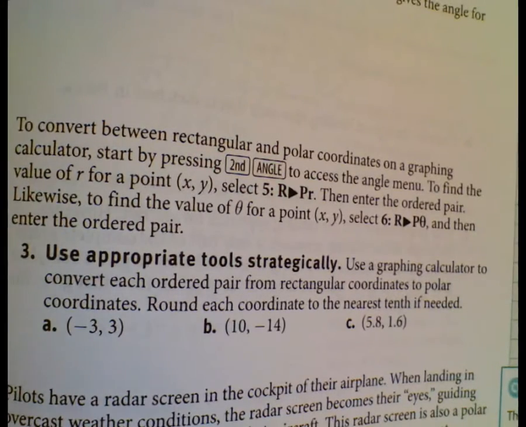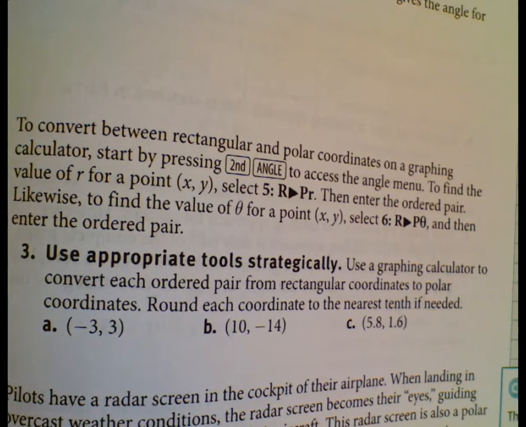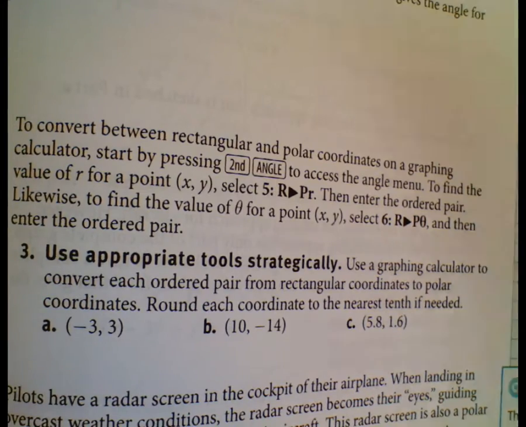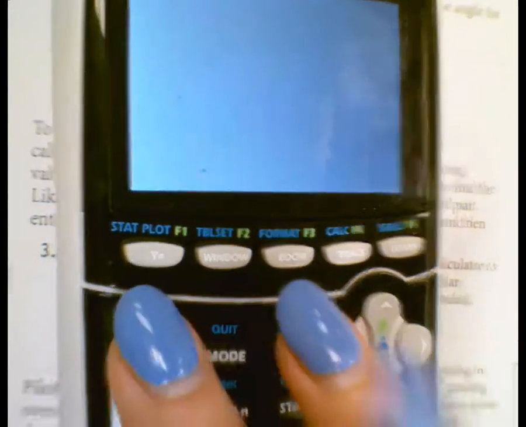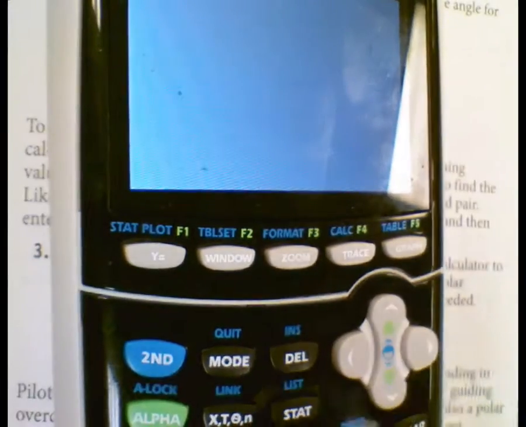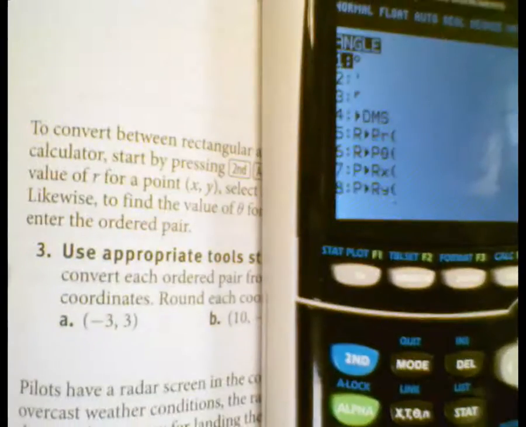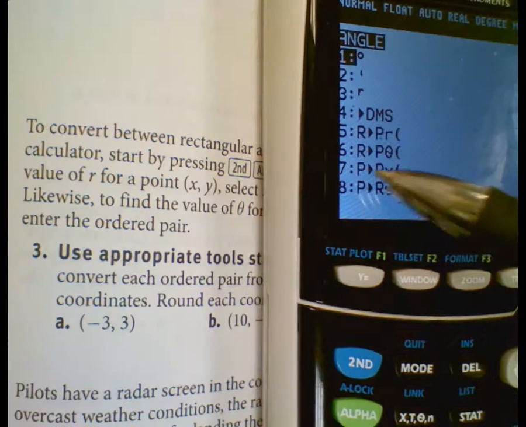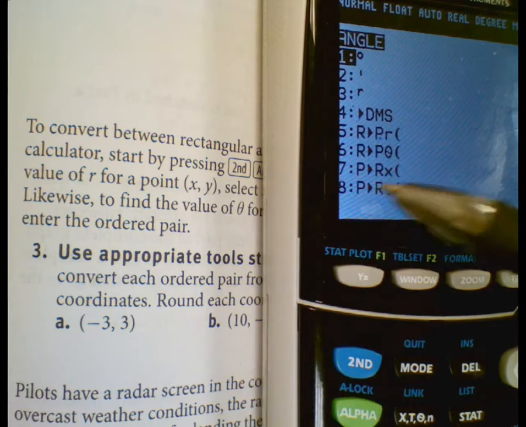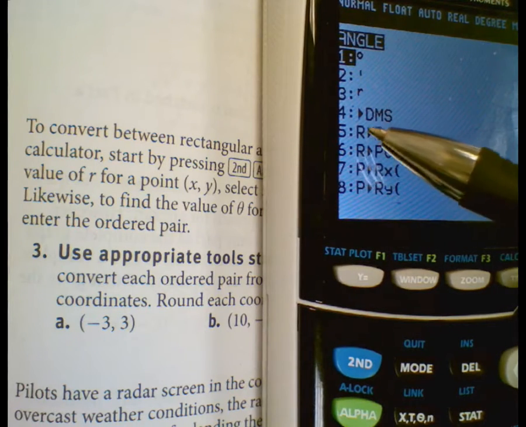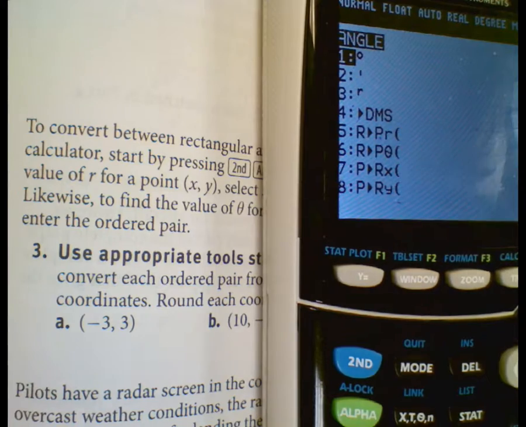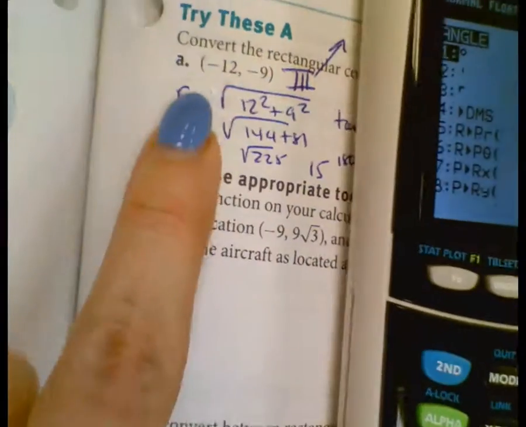So to convert between rectangular and polar coordinates on a graphing calculator, you're going to start by pressing second angle to access the menu. Let's do that right now. Second, it's really second apps. You see that right above apps is angle. We already practiced a couple of these. We were doing polar to rectangular, 7 and 8, in the last section. Now we're going to do 5 and 6. We're going to get rectangular form into polar. Actually, I would like to do the problem that we just did.